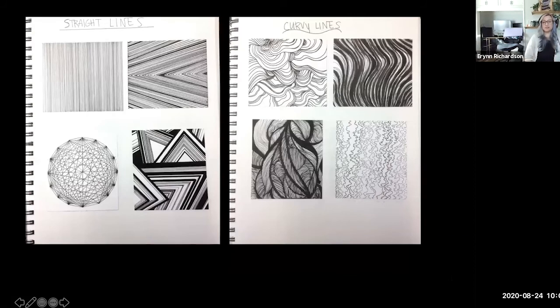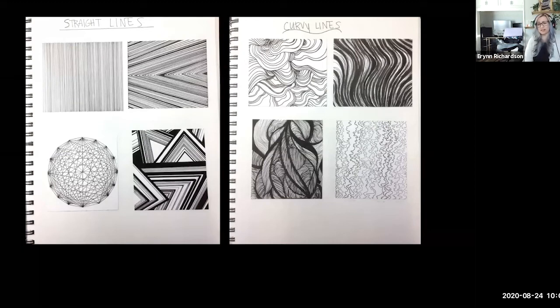So here's some examples of what your thumbnails might look like. So we have straight lines. All of these are straight lines, but like I said, they can definitely change direction and they would still count as straight lines.